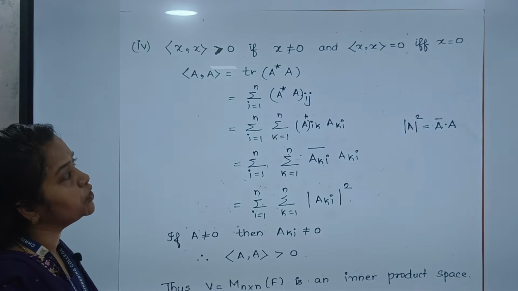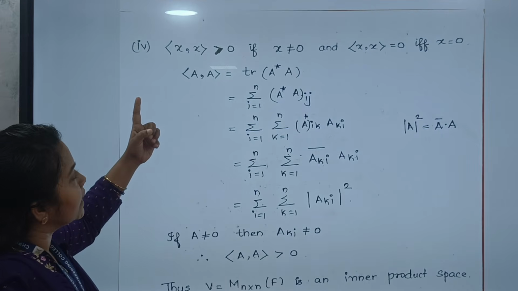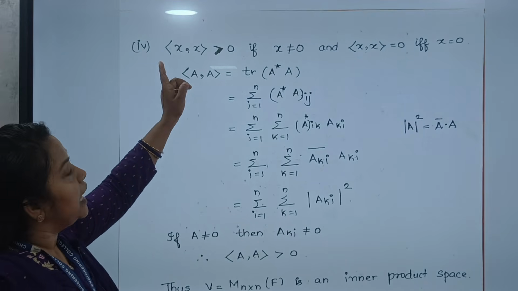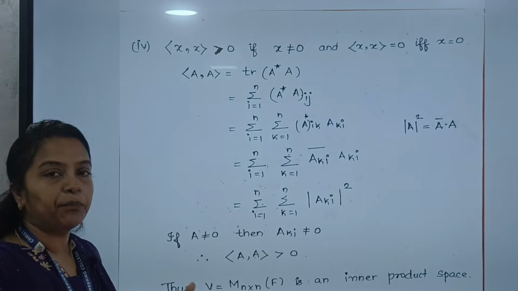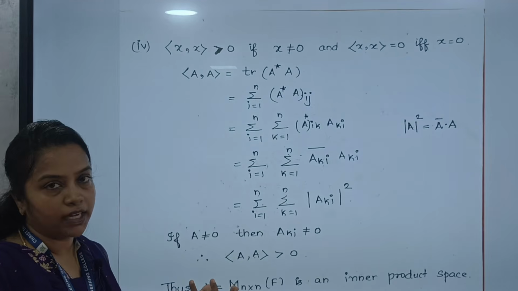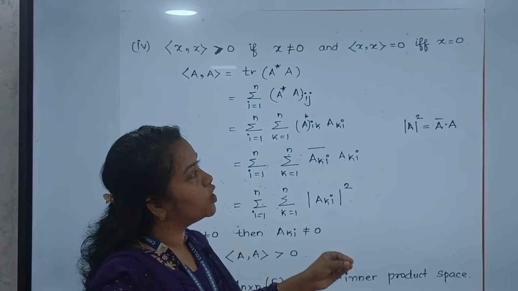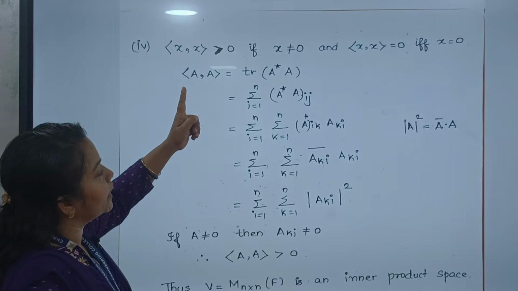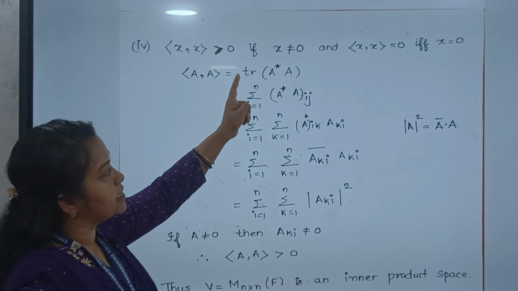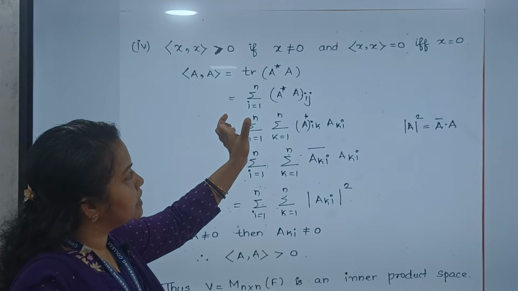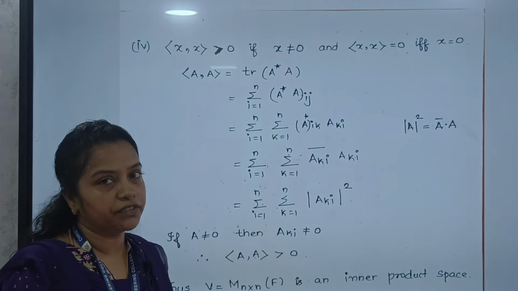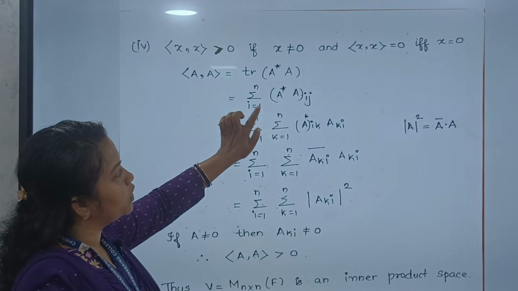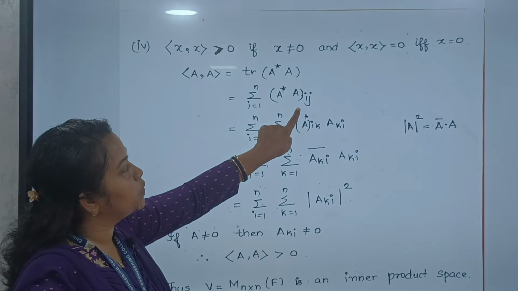Okay, and moving on to the fourth result, inner product x comma x, that is same இருக்கும்போது vectors same இருக்கும்போது அது வந்து greater than 0 தான் இருக்கும். எப்போ அப்படினா x not equal to 0 இருக்கும்போது. அதே மாதிரி equal to 0 இருக்கும் எப்போ அப்படினா x is equal to 0 இருக்கும்போது. So inner product a comma a is equal to trace of a star a. So இதோட definition, trace ஓட definition already you have studied. So trace க்கு என்ன அப்படினா summation i is equal to 1 to n a star a into ij.